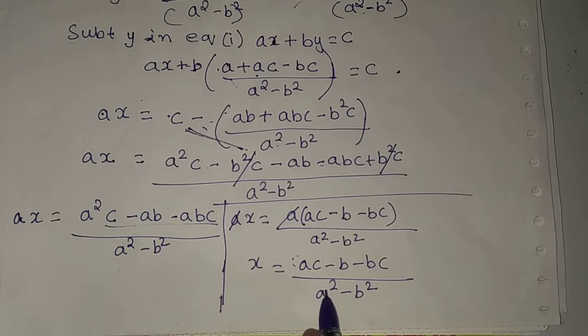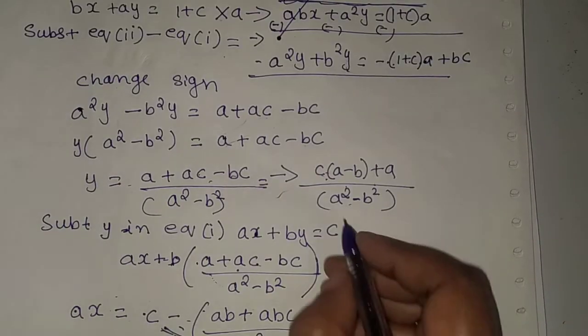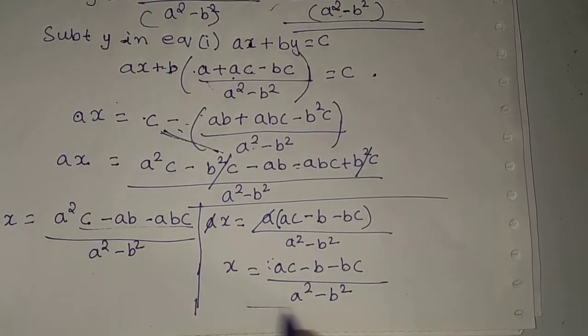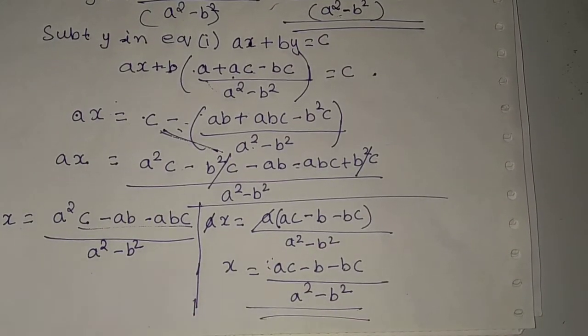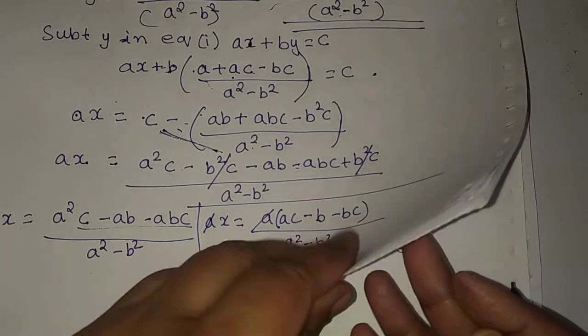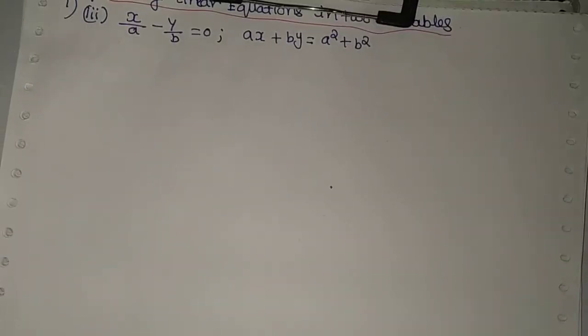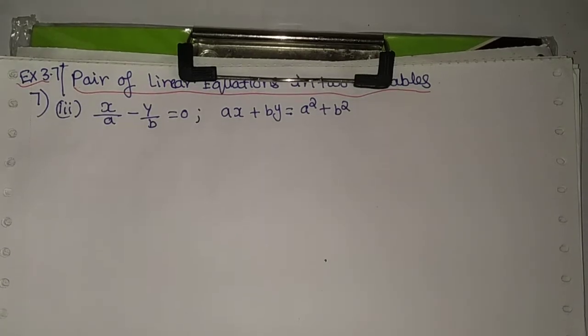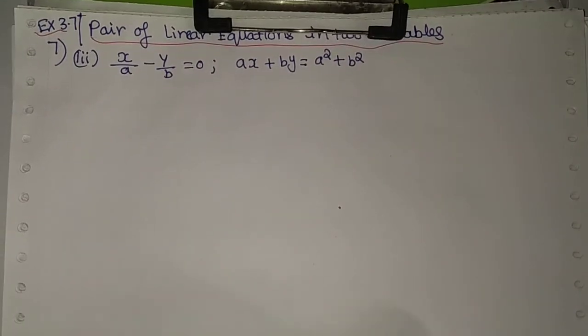So this is x, ac minus b minus bc by a square minus b square. So y we got already here. Therefore x is this one. So this is the solution for the second problem. We move on to the third problem. The third problem is, the equation is given here. Next we'll start the solution.